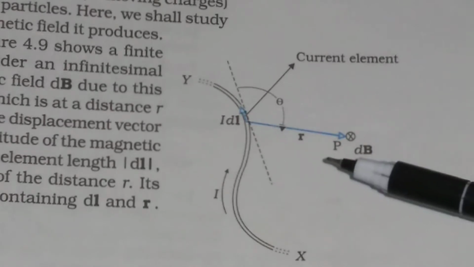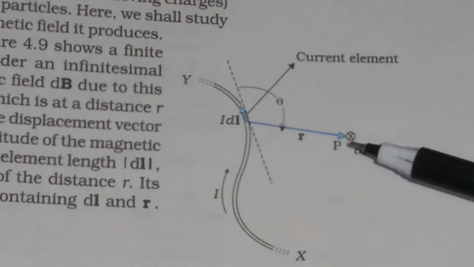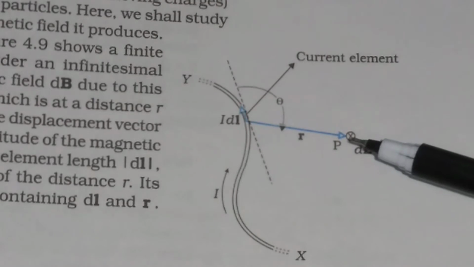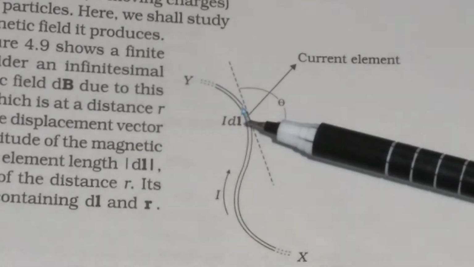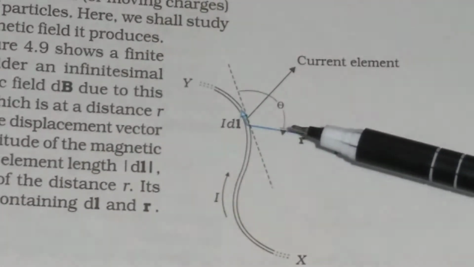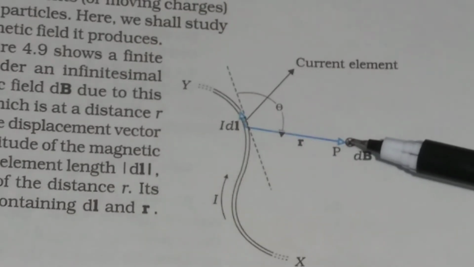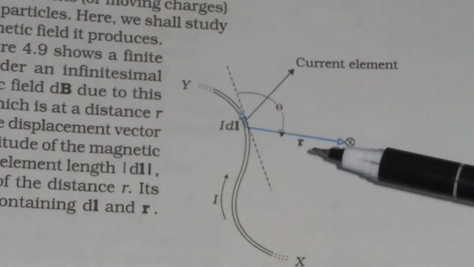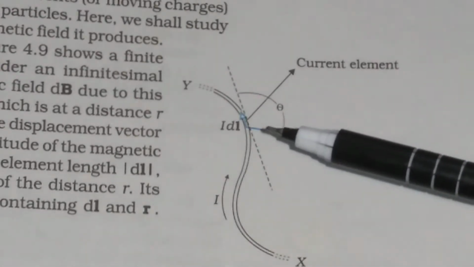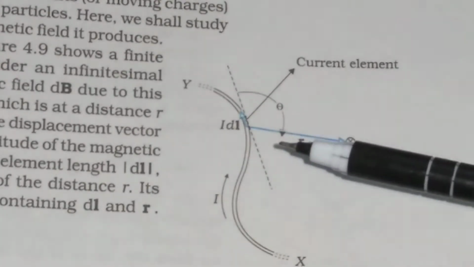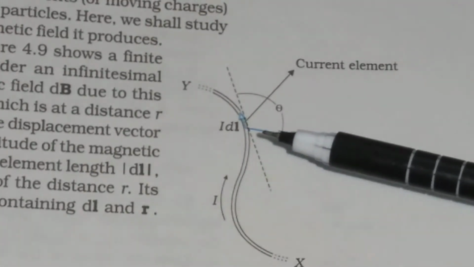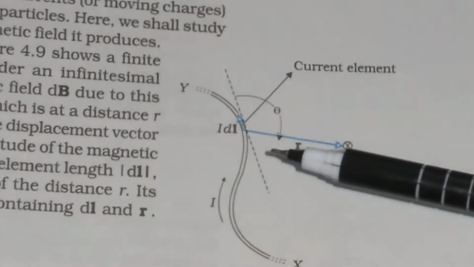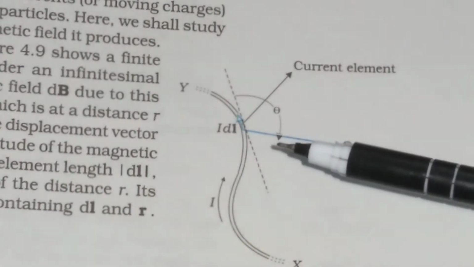So in this figure you see what will be the direction of dB. The direction of dB is perpendicular to the plane containing dl and r. If dl and r are in the xy plane, then dB will be along the z axis. Then how to find dl cross r? The sense of dl cross r is given by the right hand screw rule. Remember, the sense of dl cross r is given by the right hand screw rule.